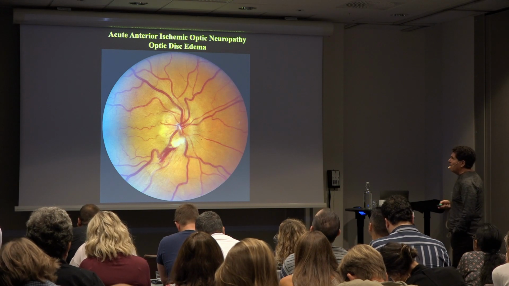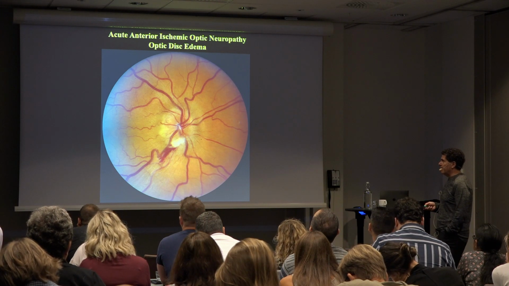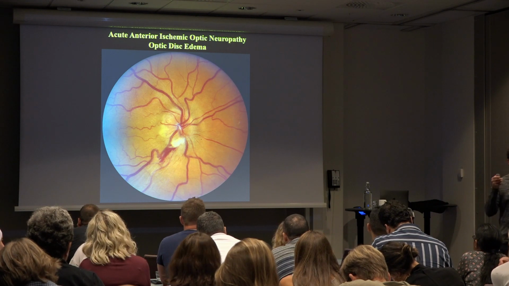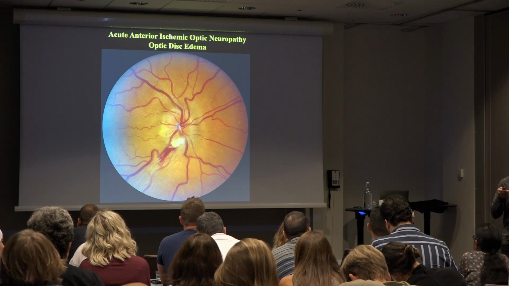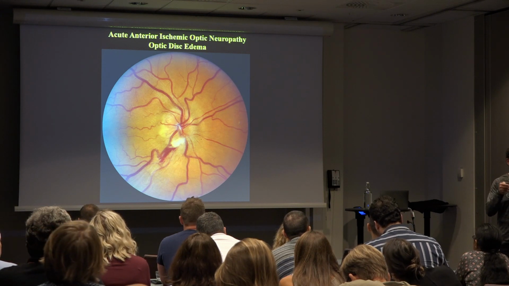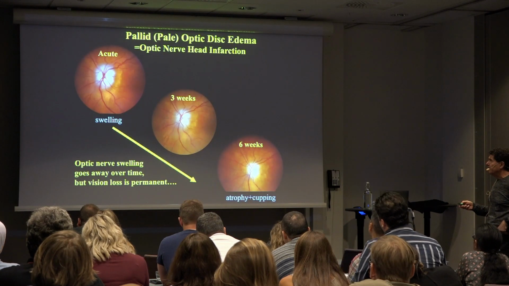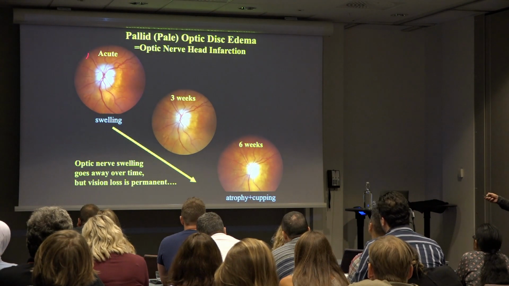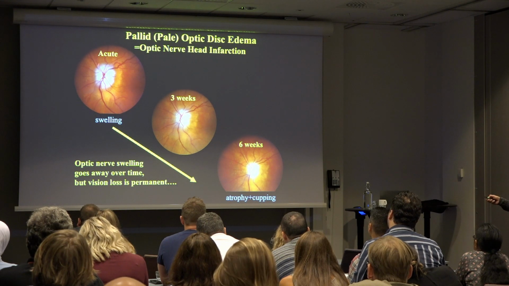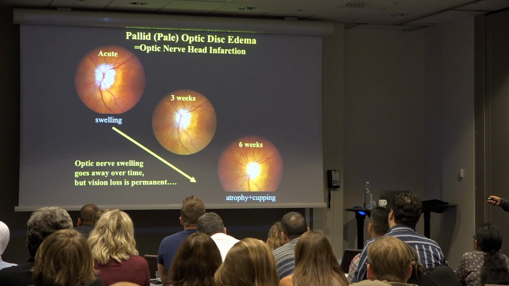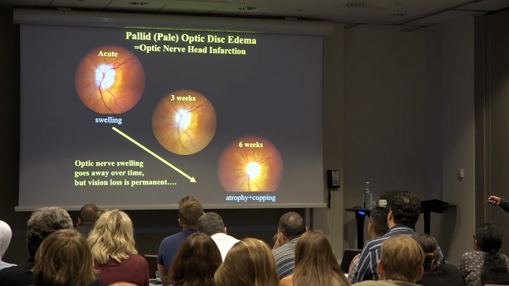So you don't always see a pale nerve head. It depends on the degree of ischemia or infarct. If it's complete infarct, it's going to be pale swelling. But it may vary depending on how much decrease in blood flow there is to the nerve head. Now here's an example of a pallid optic nerve edema. That's almost pathognomonic also for acute arteritic AION. You don't see that in non-arteritic AION.